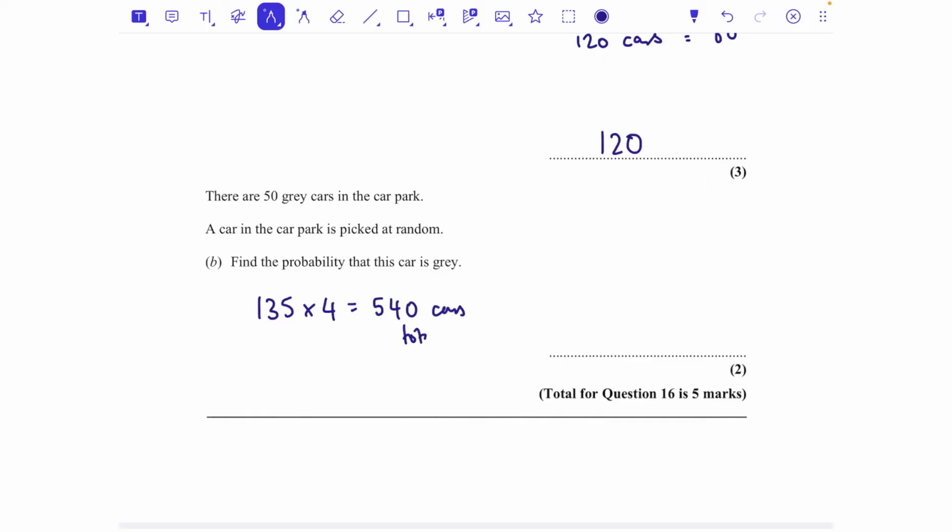That's the total. So the probability of picking a grey car is 50 out of 540. You don't need to simplify the fraction. For probability, we're always okay to leave it as it is. If you did simplify it, that's absolutely fine. That would be okay as well. And I can just do that in my calculator by typing 50 over 540. And that simplifies it as far as it can go, is 5 over 54. So they were just both in the 10 times table. There wasn't anything more you could have done there to simplify it. Either of those answers, though, would get you both marks.